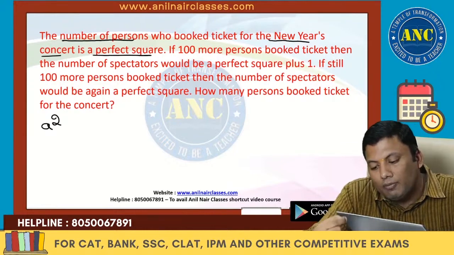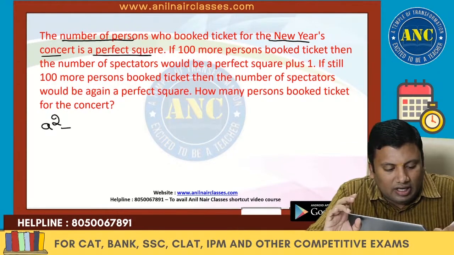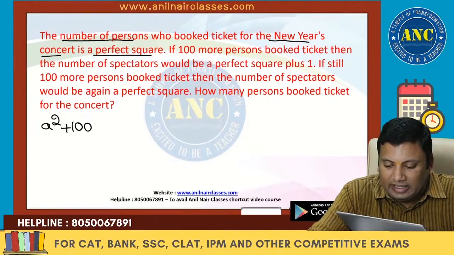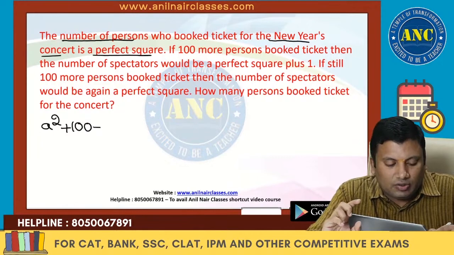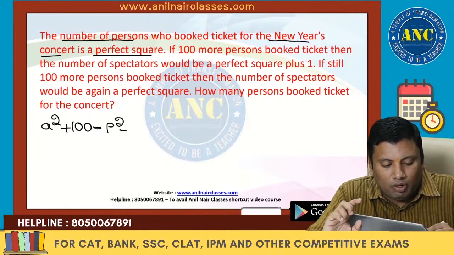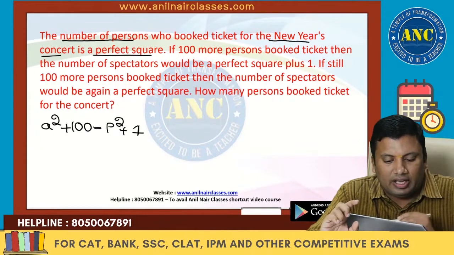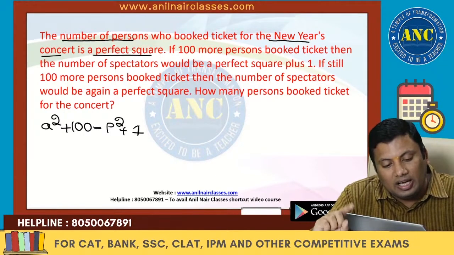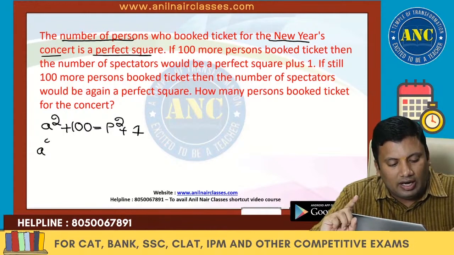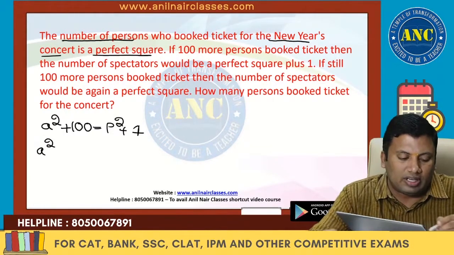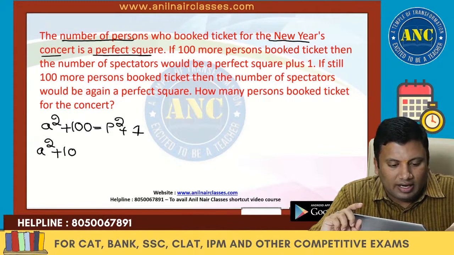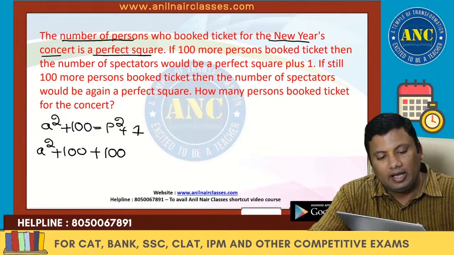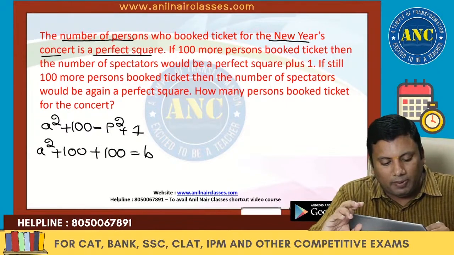If 100 more persons book a ticket, if the number of people increases by 100, then the number of spectators would be a perfect square plus 1. This is the first thing. If still 100 more persons book a ticket, then the number of spectators will be a perfect square.